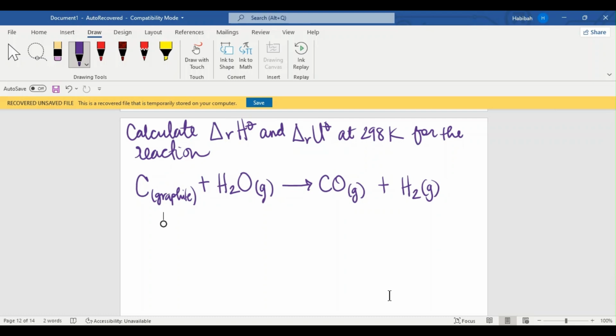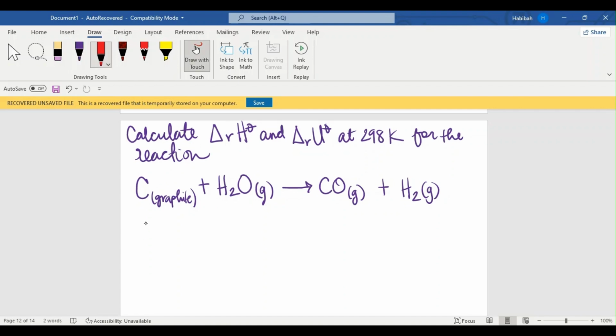Today we're going to be working on the question on the screen that says calculate the change in enthalpy of reaction as well as the change in internal energy of reaction at 298 Kelvin for the reaction carbon, basically graphite, plus H2O gas react to form carbon monoxide plus H2 gas.